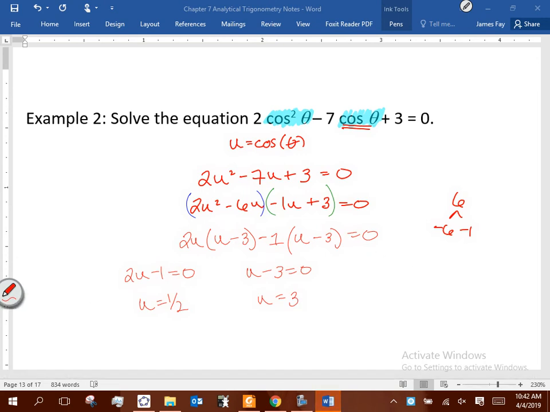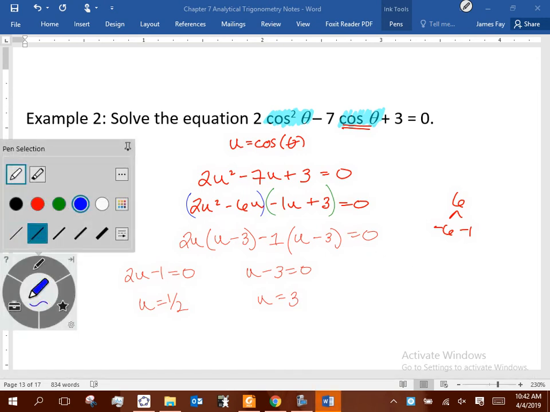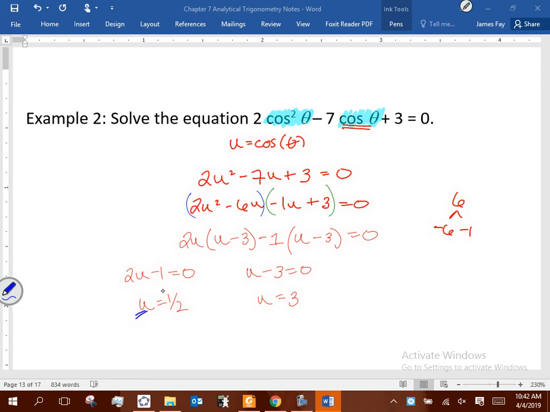And now this is where we call it back substituting. What was u at the onset? Cosine. So now we're going to write cosine theta is 1/2. Cosine theta is 3. And what that substitution does, guys, is it cleans things up visually for you. Okay? You can do this problem leaving cosine squared and cosine in there, and you would end up writing 2 cosine squared theta minus 6 cosine minus 1 cosine plus 3. But doing that, people, I think, get lost. They get confused. Okay?